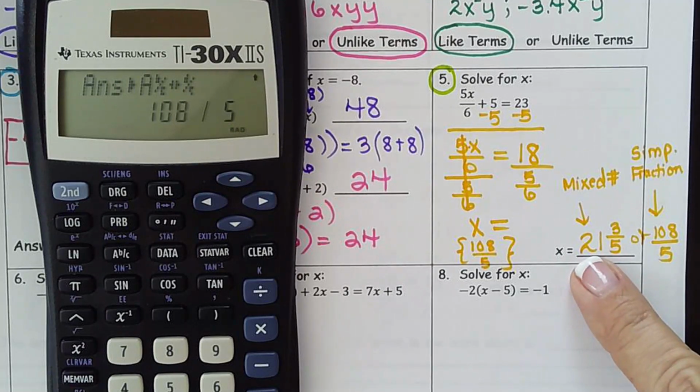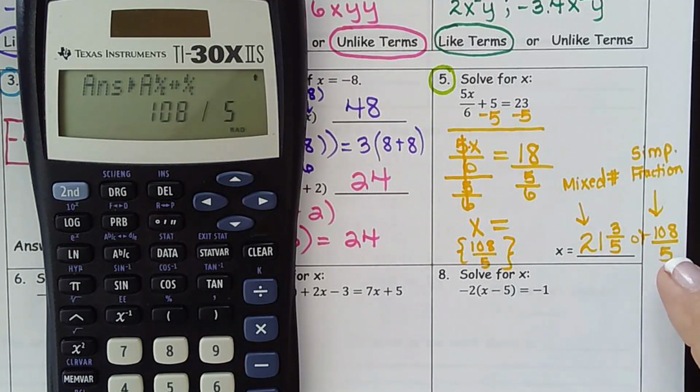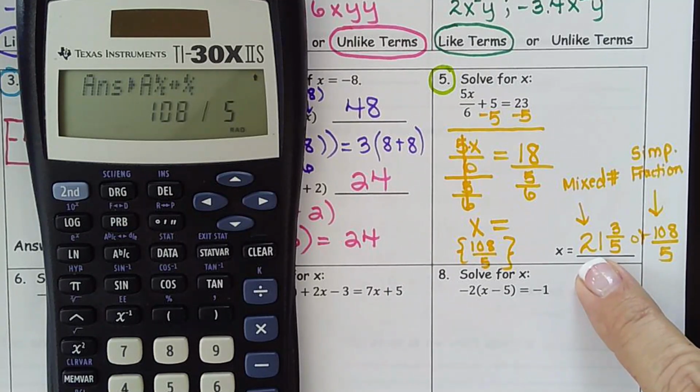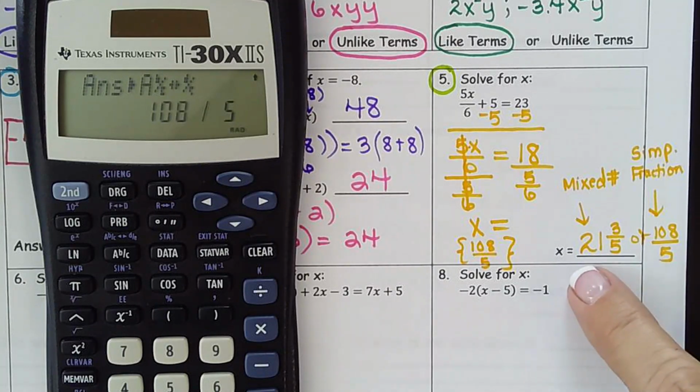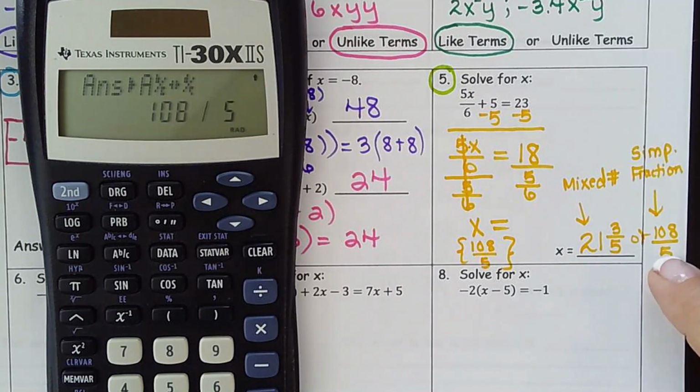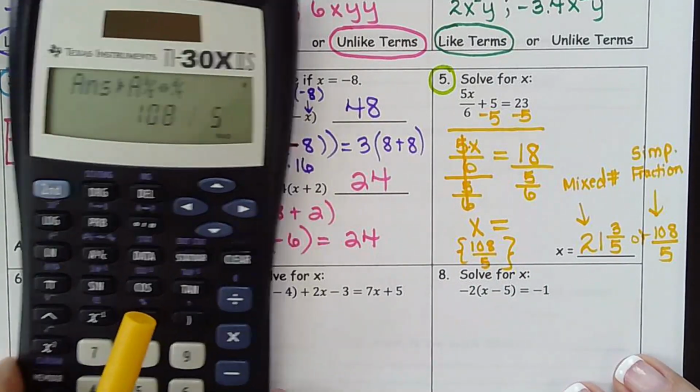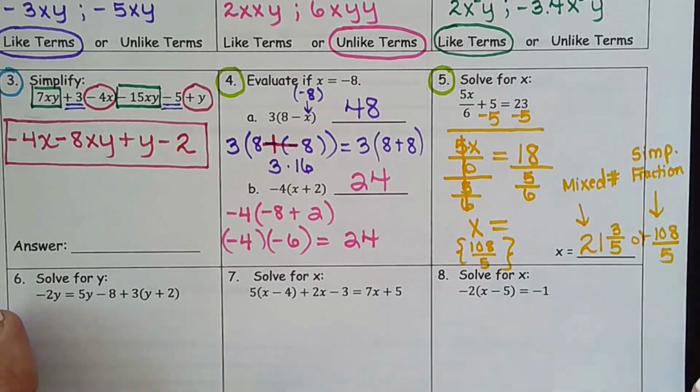We want them to make sense. So if I go to Home Depot, I'm not going to order 108 fifths of wood. I'm going to say, can you cut me 21 3/5 feet of wood? You know, if I said, cut me 108 feet of wood, they'd look at me like I have 3 heads. So in word problems, it makes sense to write it like this because this is how we see it. But in math, when we're going to be checking them and so on, it's easier to keep them improper. They just have to be simplified.